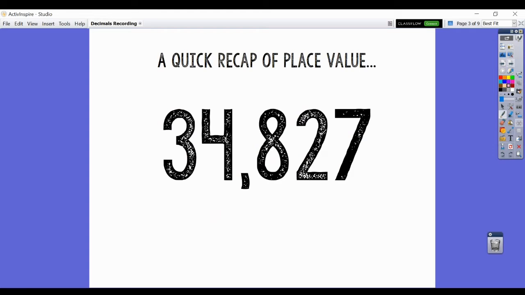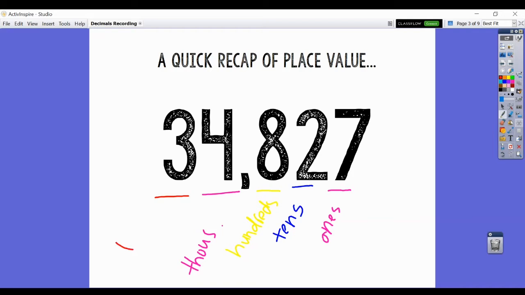A quick recap of place value. So if we're talking about place value, the 7 would be the ones place, the 2 would be the tens place, the 8 would be the hundreds place, the 4 would be the thousands place, and the 3 would be the 10,000s place.